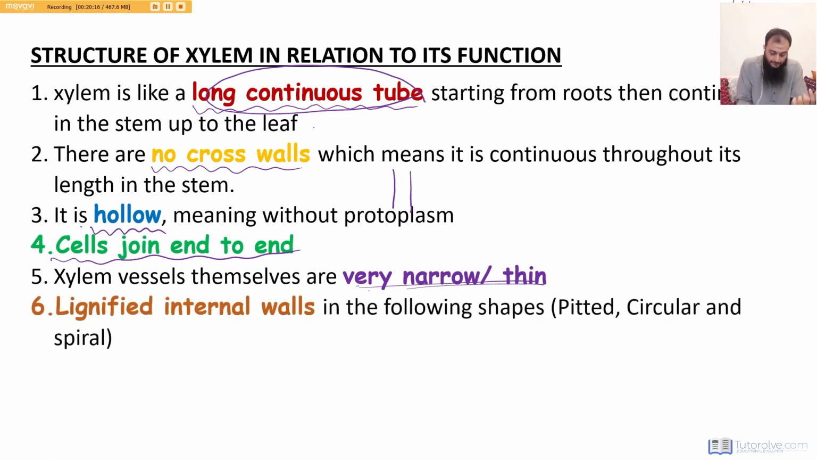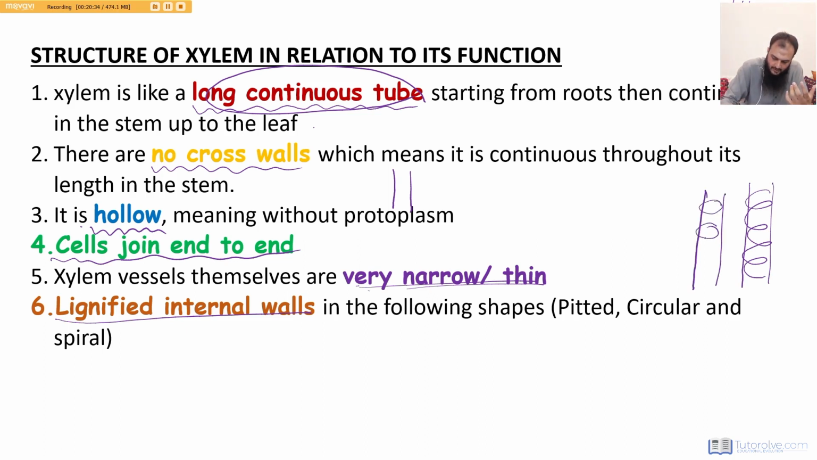Point number 6. It has lignified internal walls, which simply means that, as we saw in the previous diagram, there were different ways in which lignin was deposited. In some cases it was spiral, in some cases it was just ring-shaped, and the other was the pitted one. Okay, so they have lignified internal walls: pitted, circular, and spiral. These are the 3 shapes.